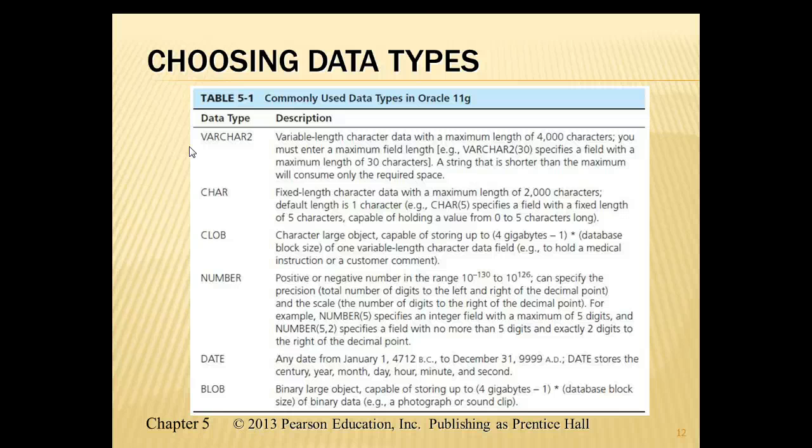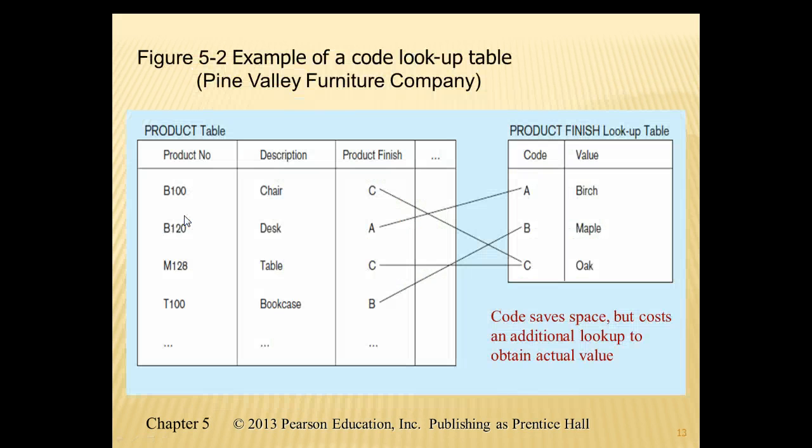This is table 5-1 on page 211 of your text. So take a look at that and be familiar with that, and how those variables, or in this case the attributes, are allocated.